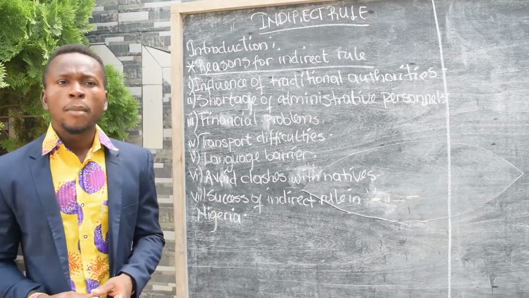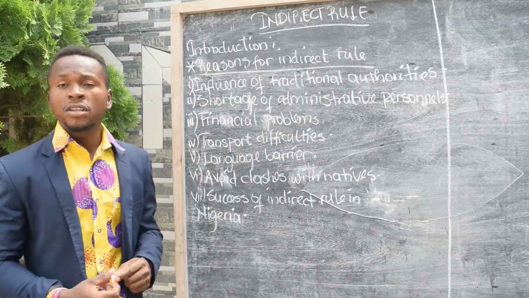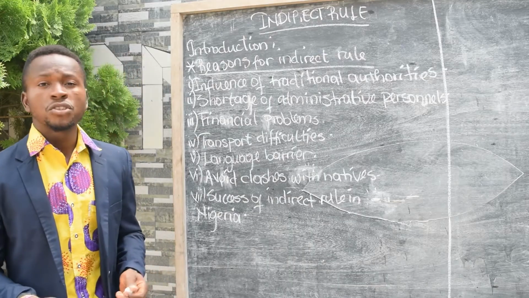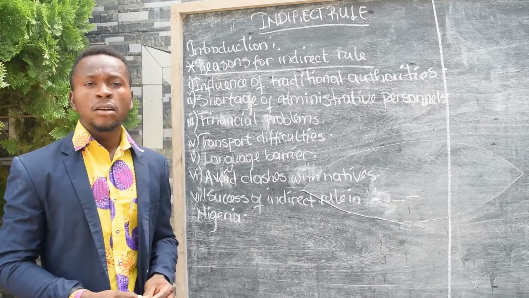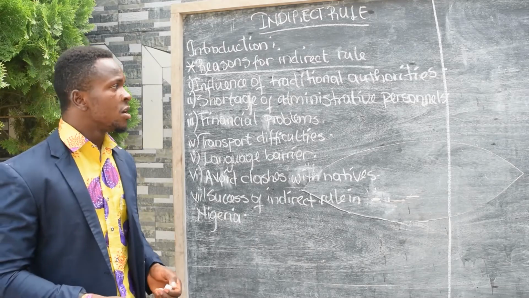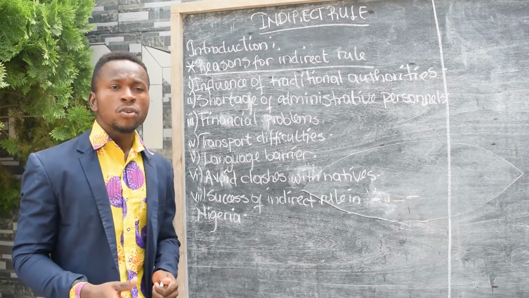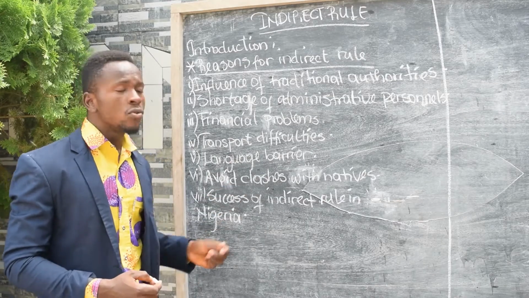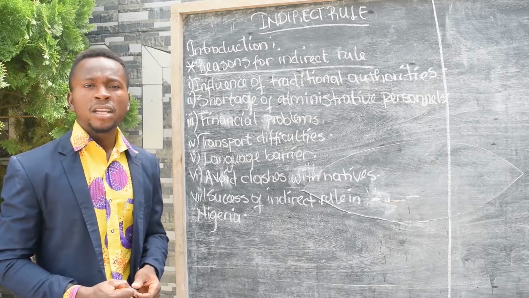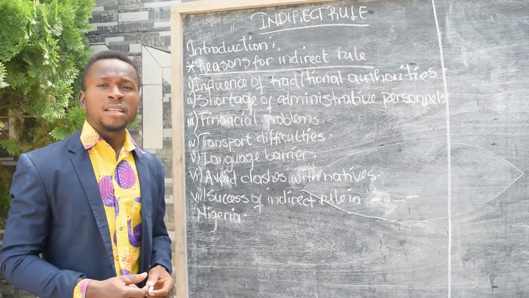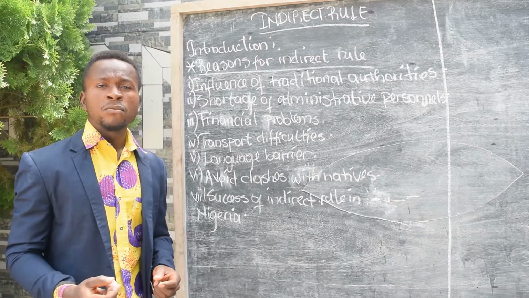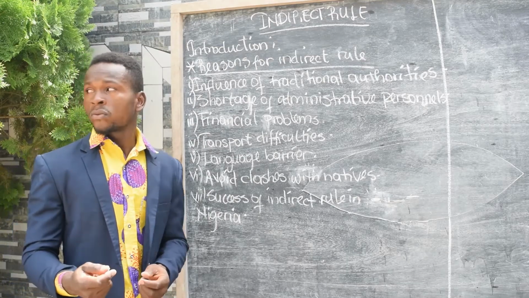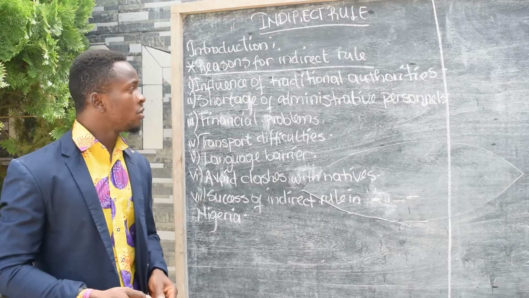So let us talk about the reasons for indirect rule. One of the reasons for indirect rule was the influence of traditional authorities. Indirect rule actually was because these traditional authorities could easily rule their subjects. When they could easily rule their subjects, the British saw that it could be less expensive for them. So therefore, they accepted indirect rule, and that was one of the economic reasons for indirect rule.